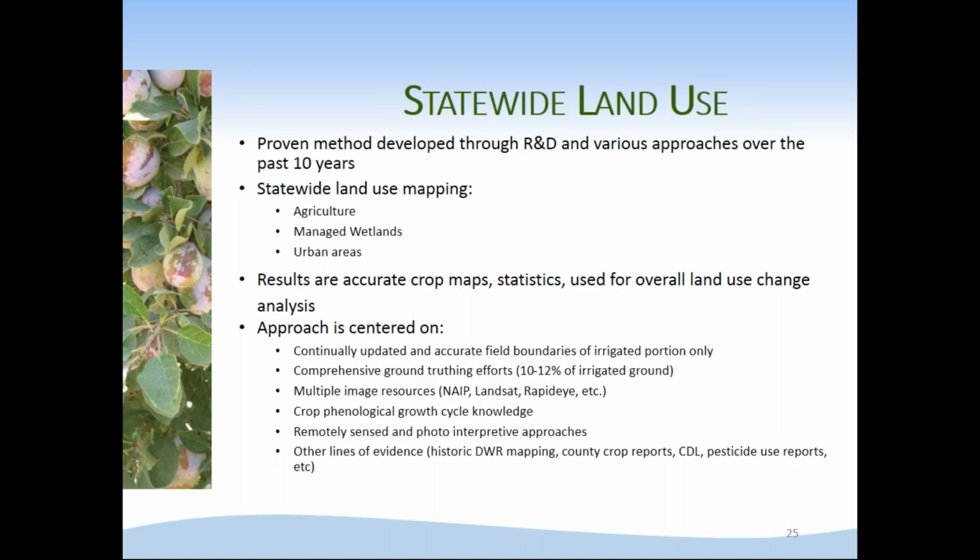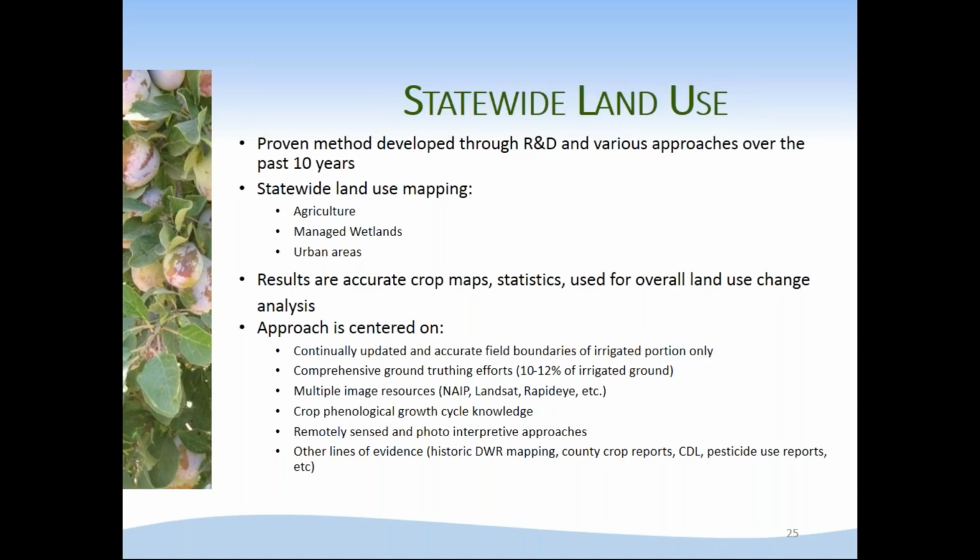Our approach is centered on continually updating and creating accurate field boundaries of the irrigated portion only of the field. So this excludes farm shops, roads within ag systems, staging pads, all sorts of things that are not irrigated. So you should be assured that the data that you can use here is indeed the irrigated portion of the field only.